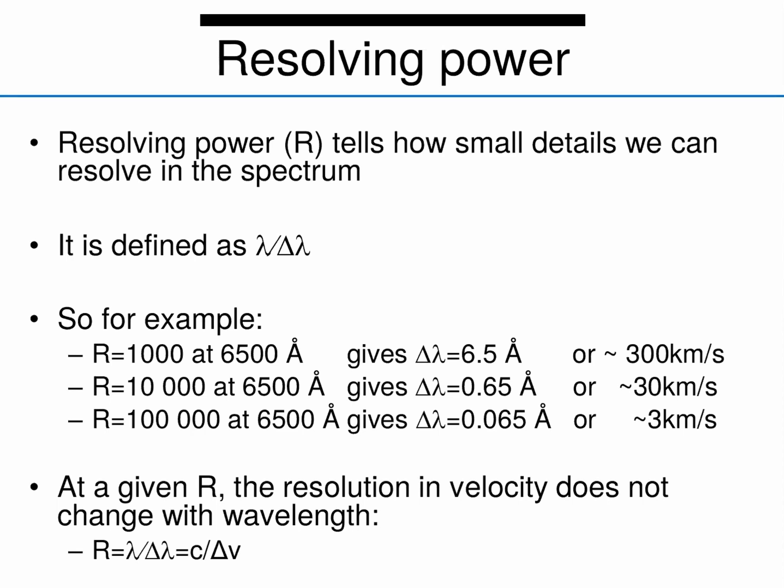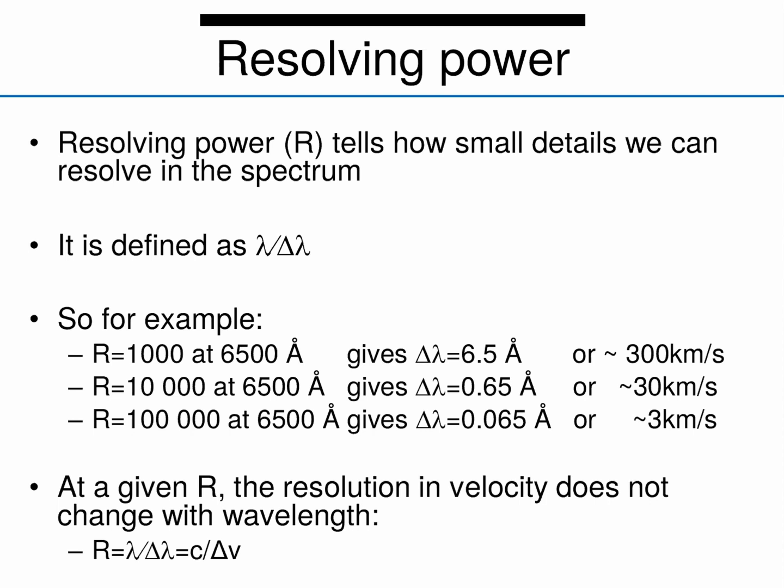And this also goes with the velocity. If you are interested in processes that produce shifts from material moving, then you see the shifts and you are looking at the velocity. At the given resolution, the velocity resolution does not change with wavelength, because it depends on the speed of light, so it stays the same. It's the wavelength bins that change, but the velocity resolution doesn't change.